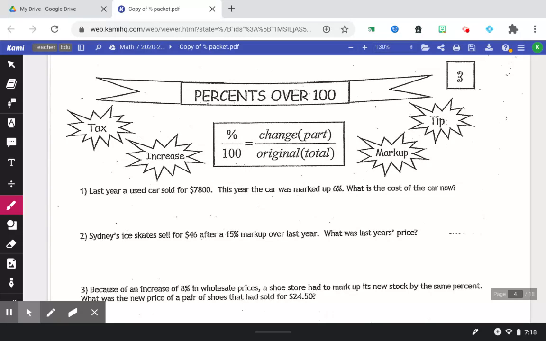What this is good for is what we have been doing. We have been talking about items that are marked up. We've been talking about leaving a tip and the total cost. We've been talking about percent increase and then what would the new price be after you've increased something. We talked about tax. So, what is the cost of an item, including tax?